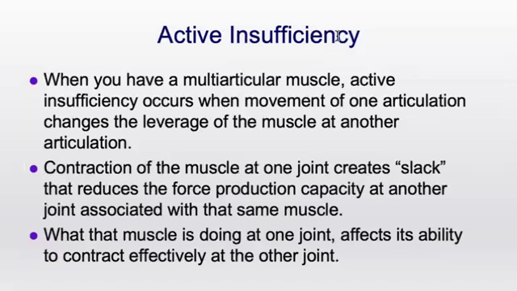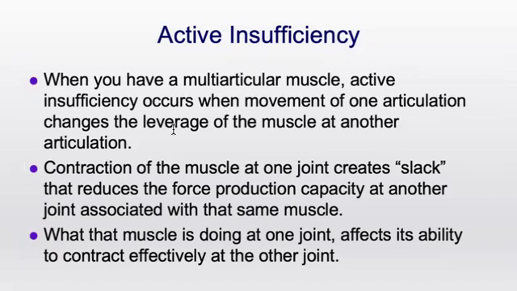So we've got active insufficiency. This is when you have that multi-articular muscle, and an active insufficiency occurs when movement of one articulation changes the leverage of the muscle at another articulation. I'm going to ask you to think about the hamstrings, because that's the one we're going to use in lab to demonstrate passive insufficiency.